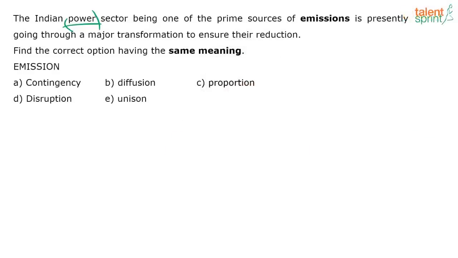Okay, what is being emitted? Power. That's the subject. The Indian power sector, it's one of the prime sources of emissions, is presently going through a major transformation, so there's a lot of change happening there. To do what? To ensure their reduction. So reduction is not our clue word. Our clue word is power. Now let's go back to the options. We need a synonym of emission, right? Contingency. What's the meaning of contingency?